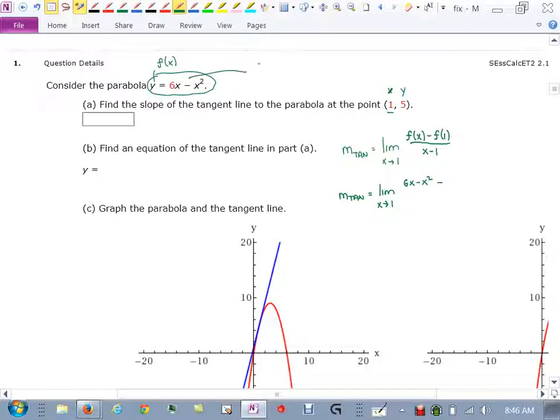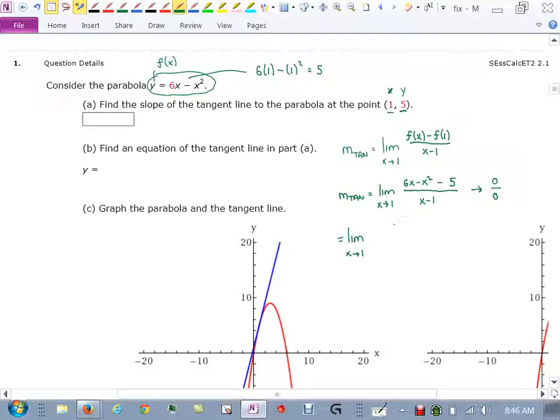So what do we get when we plug 1 in here? We get 6 times 1 minus 1 squared. That's just going to be 5. Now we could have seen that right here, that when we plug in 1, we get 5, but I'll just show you that you can evaluate it. And then this is all over x minus 1. Now if we were to take the limit right now, we'd still get 0 over 0. If you try and plug in, we would get the form 0 over 0.